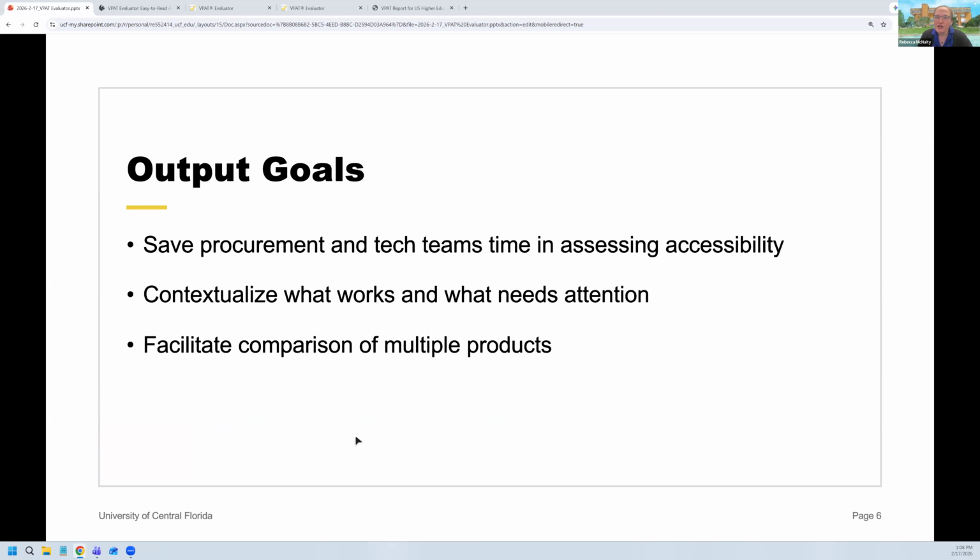So what we're trying to solve with this product is to save time for procurement and tech teams in assessing accessibility at first review, to contextualize what works in a product and what might need attention, and to facilitate comparison between multiple products.